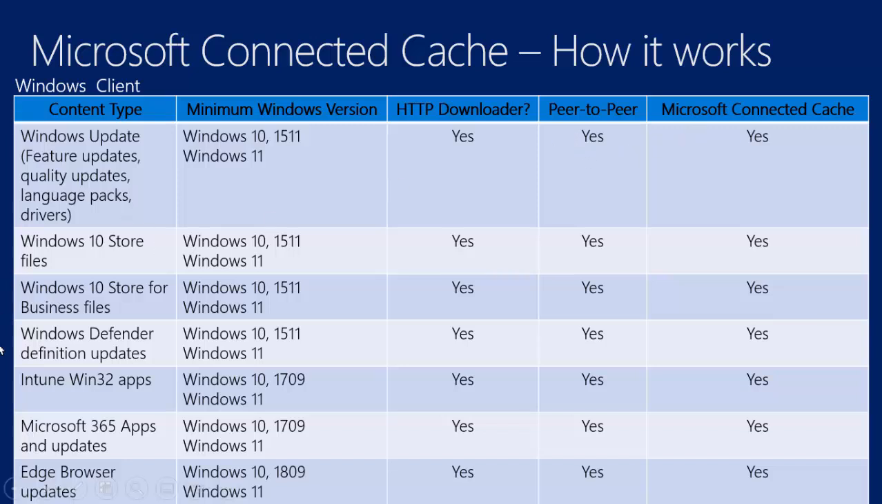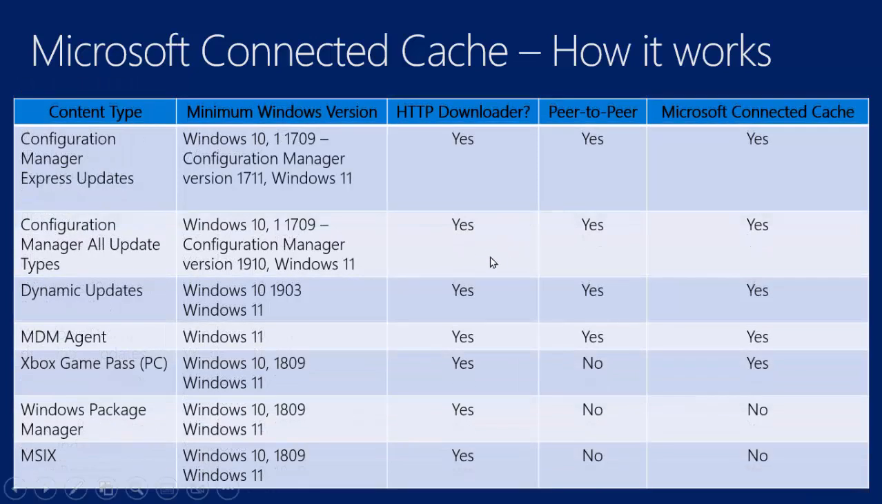On this first page, all of the content types that are shown here are supported across all three. On the next page, that's not true. The ones up top are, but as we get down to things that you don't care about in a corporate environment, like Xbox Game Pass, it's not going to be supported for peer-to-peer. Interestingly, it's supported for Microsoft Connected Cache.